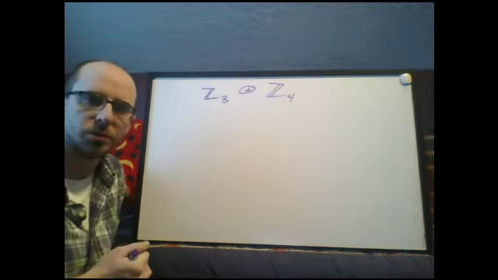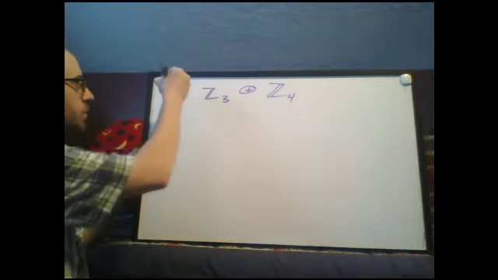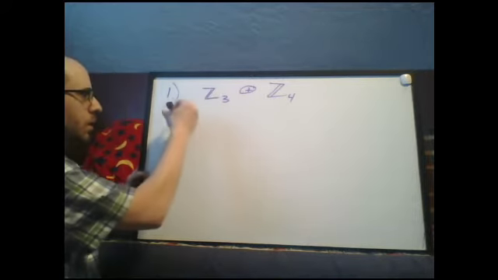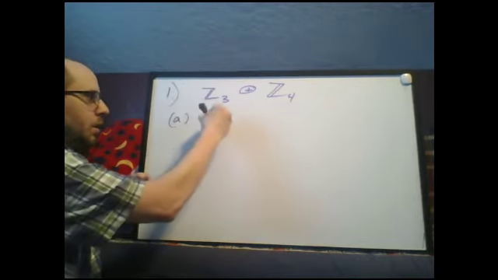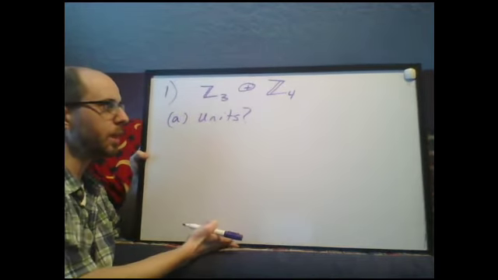All right, so let's go over quiz 7 here. First problem, we're looking at the ring Z3 plus Z4. Part A, we want to list what are the units of this ring.